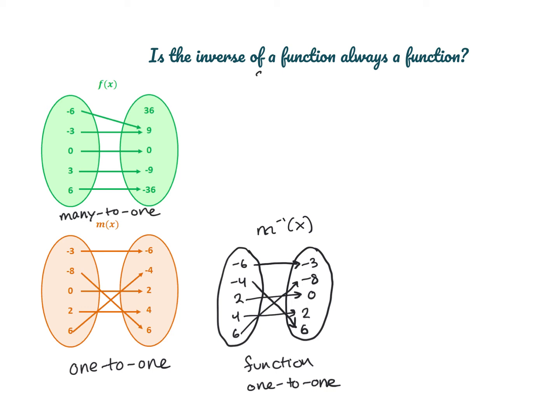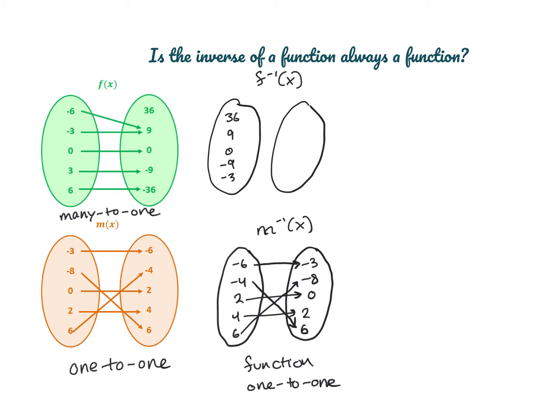So let's actually see what happens when we look at the inverse representation. So swap the x's and the y's. Negative 6, negative 3, 0, 3, 6. So here, 36 goes with nothing. Okay, 9 actually goes with negative 6 and negative 3.